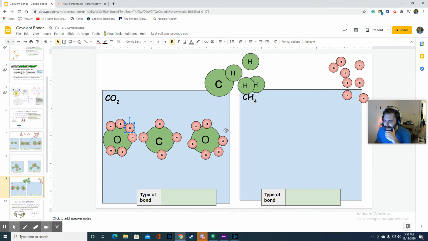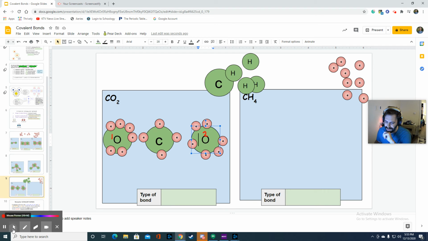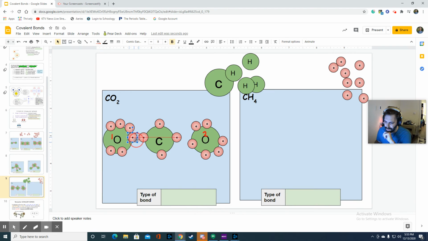All right, so carbon wants to make 4 bonds, but there's only 2 other atoms. So let's bond carbon twice to oxygen 1, and let's bond carbon twice to oxygen 2. Okay, and let's see if it works. So there's one bond here and another bond here. There we go. The rest of these, let's pair up. You can move these around freely. Those again are lone pairs, just hanging out with each other.